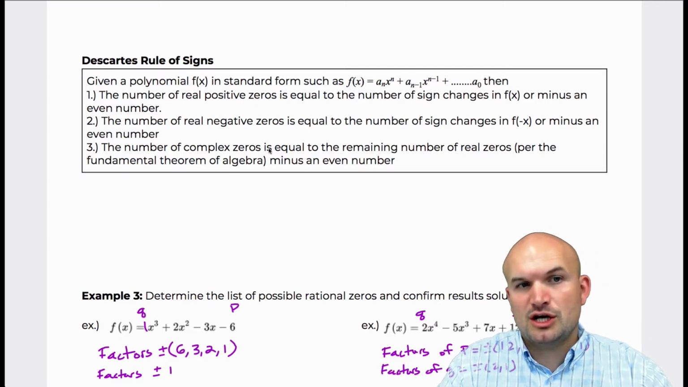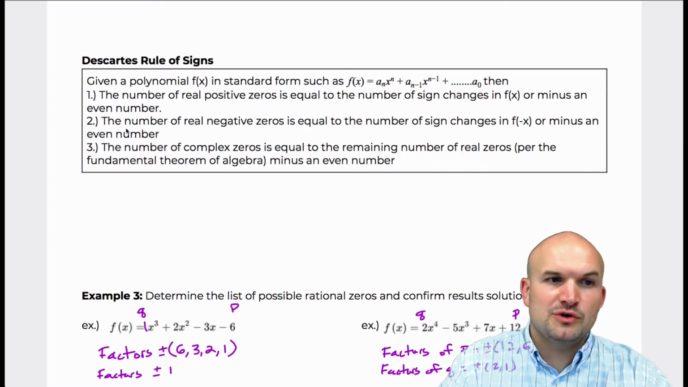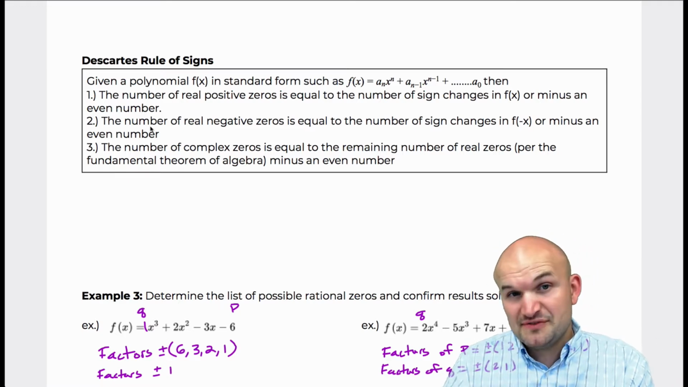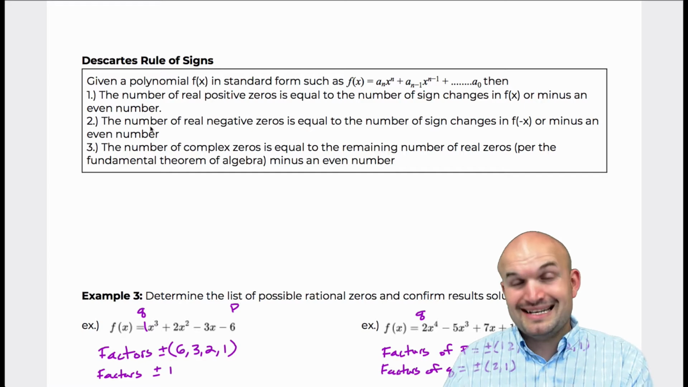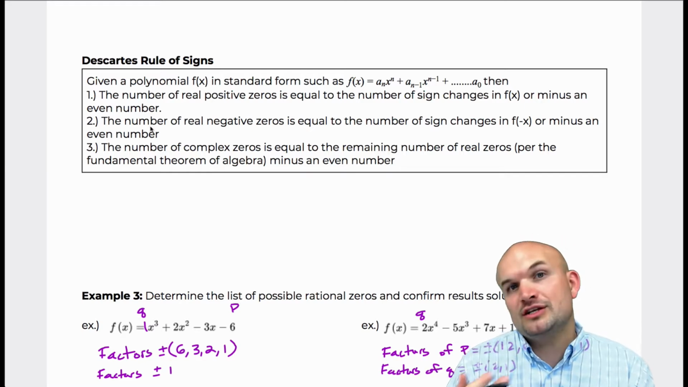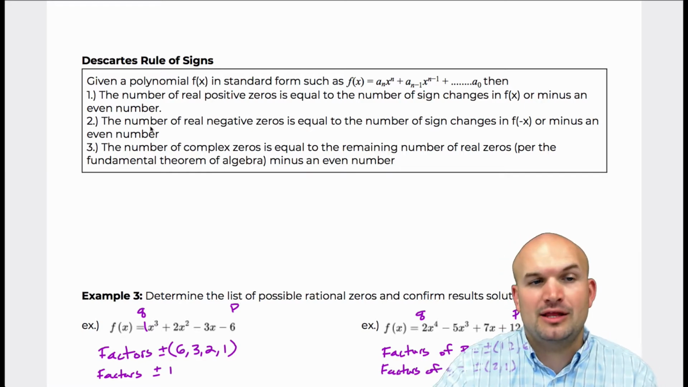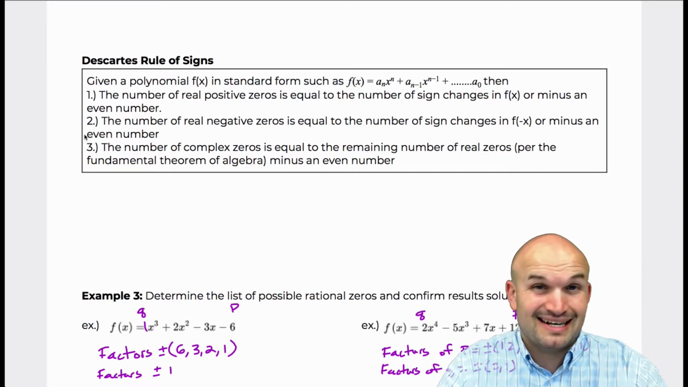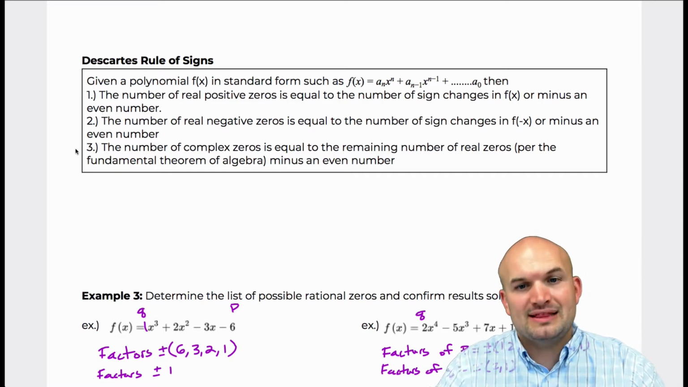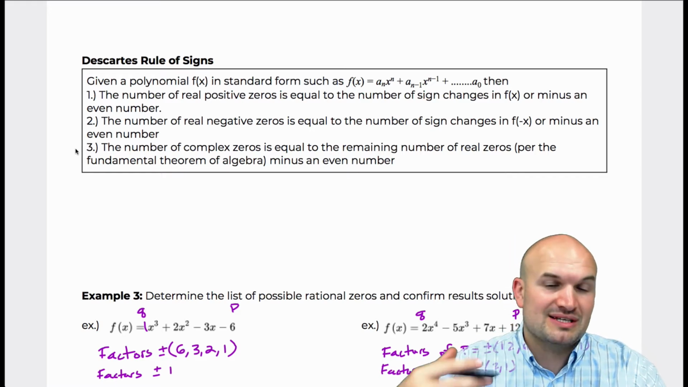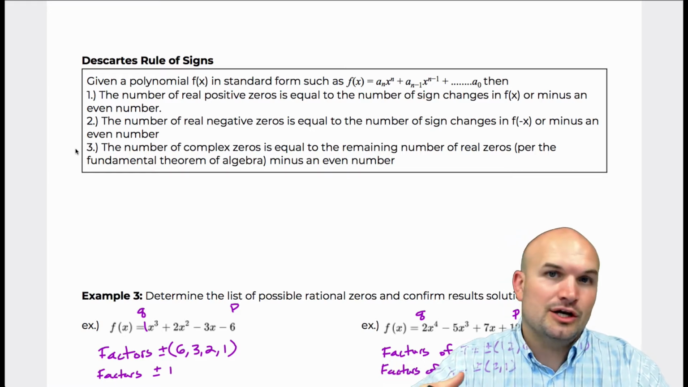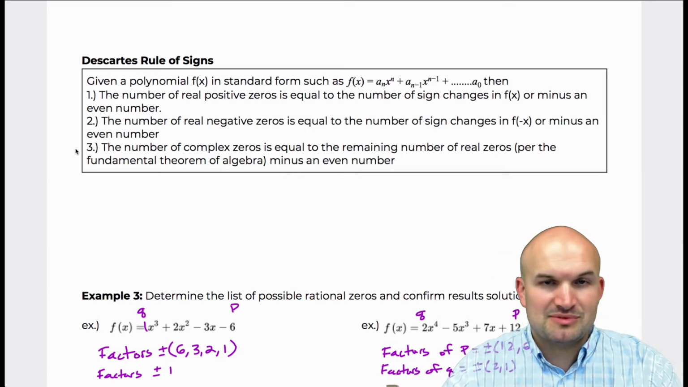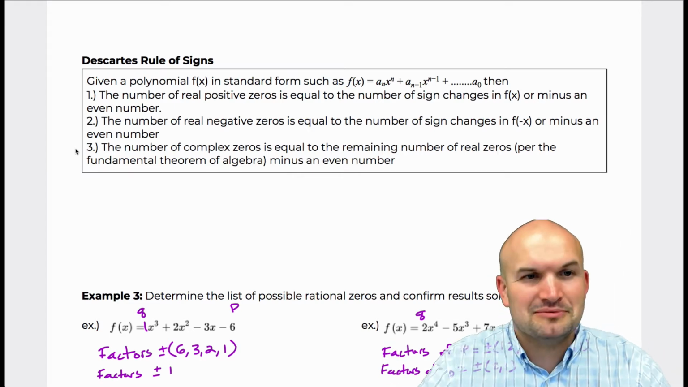Basically, Descartes' rule of signs tells us two things. It's going to tell us the number of real positive zeros as well as the number of real negative zeros. And then from there, we can determine how many complex zeros a polynomial has. I have a nice little way that I work that out. Again, it's only telling you the possible combinations. It's not telling you it has exactly this many zeros, unless it comes to one number, which we'll get into.